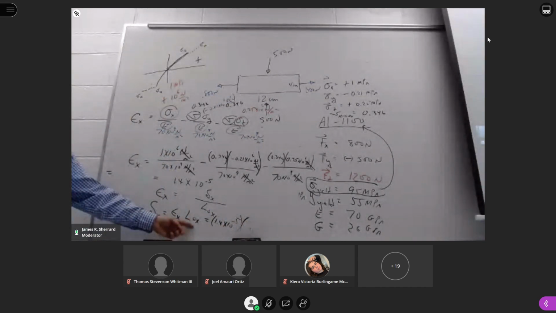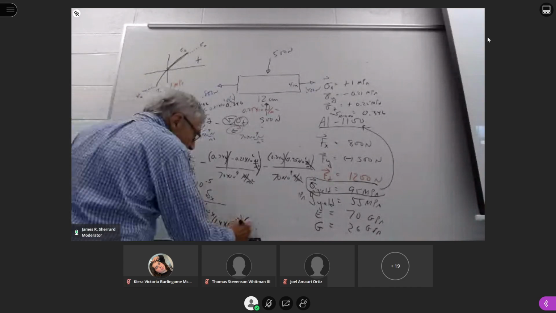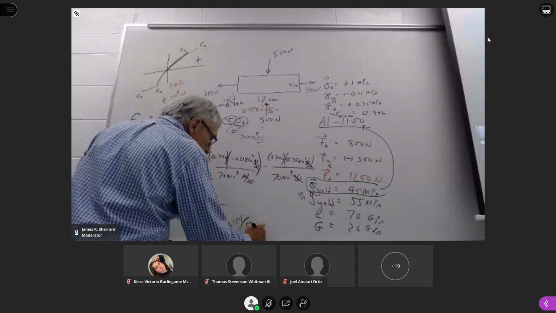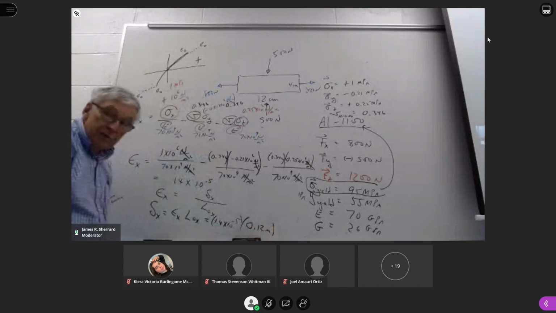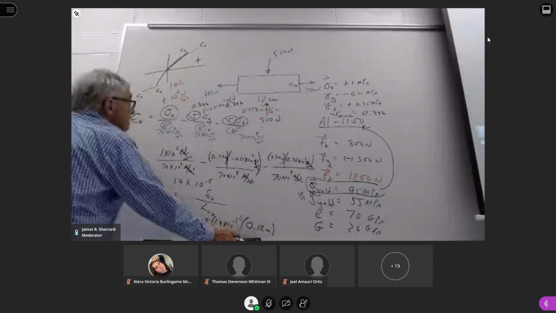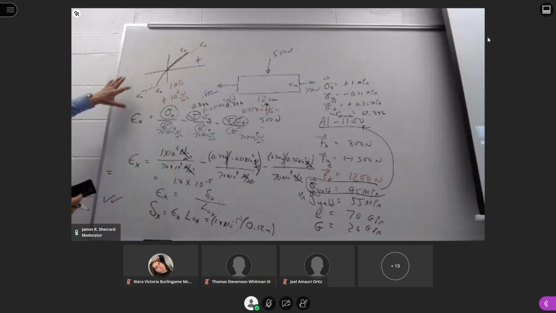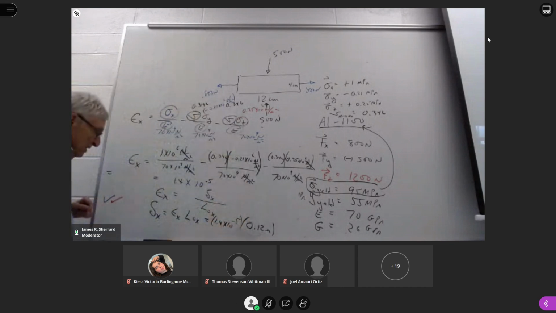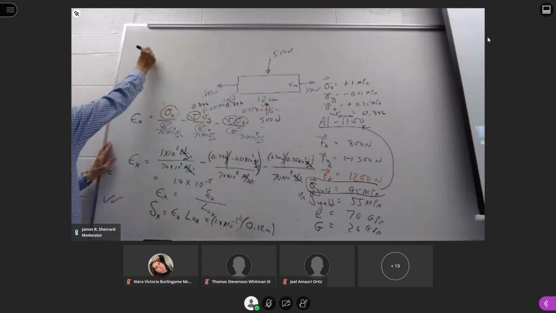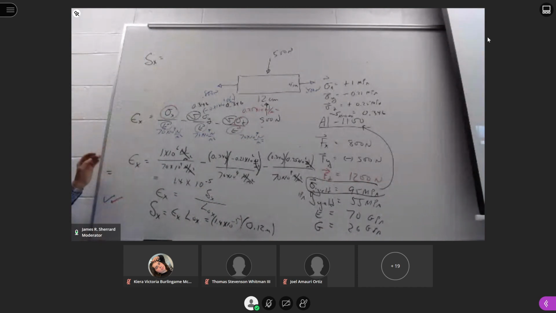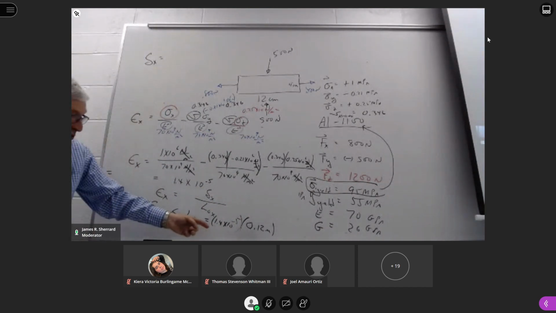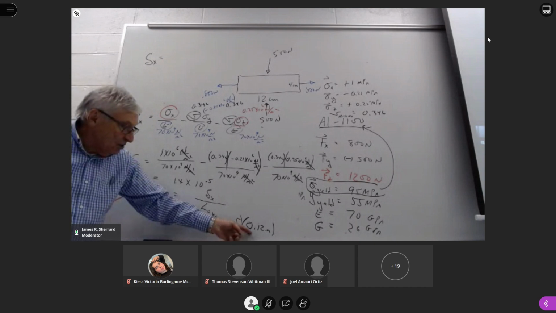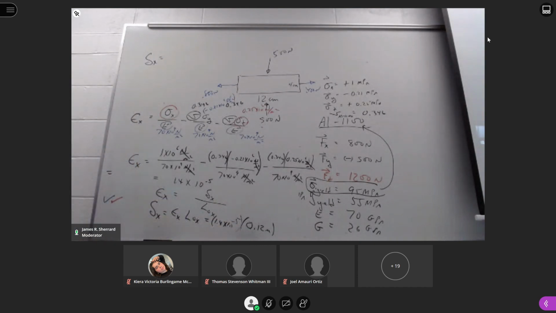Our original length in the x direction was how much? 12 centimeters. We're going to convert that back to meters, which is 0.12 meters. So I'm going to erase this part now. Okay. So if I multiply this out, what I have for deformation in the x direction is 1.4 times 10 to the minus 5th times 0.12 meters. What do I get?